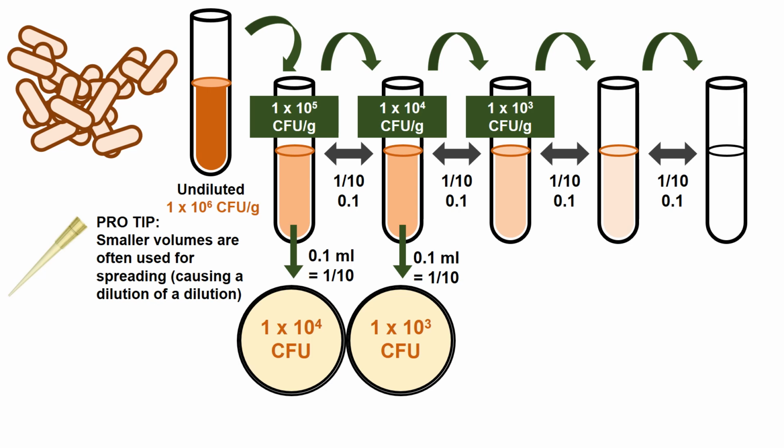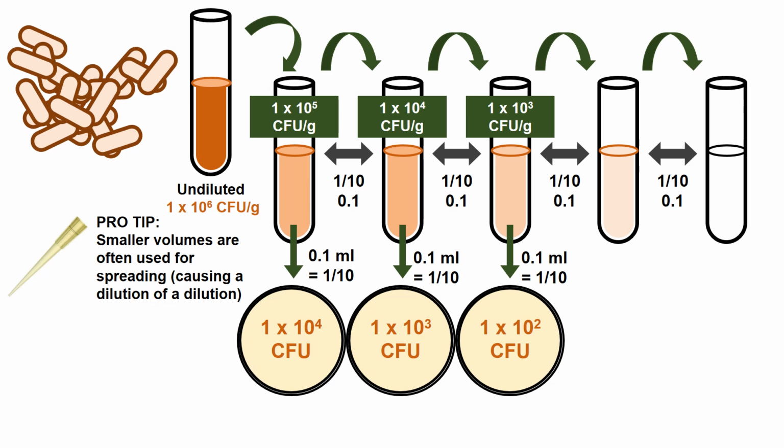Okay, so if we keep going, 1 times 10 to the 3rd CFU per gram per mil, spread at 0.1 mils, you're going to get 1 times 10 to the 2nd CFU. That right there, that's the colony forming units in the countable range. That's 100. And you might be saying to yourself, aha, I now kind of see where you're going with this, because that is not the same dilution tube that gave me 100 colonies when I was spreading 1 mil from each of these things.